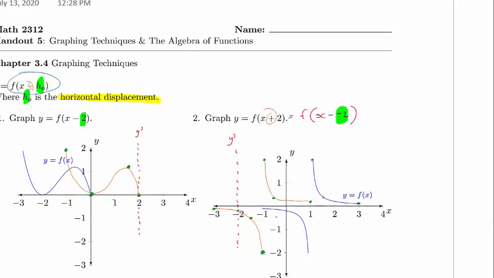To get something like that. Alright, that's how we do it. That's how we handle the horizontal displacement. Why don't we go ahead and take a look at Desmos for a more interactive example.